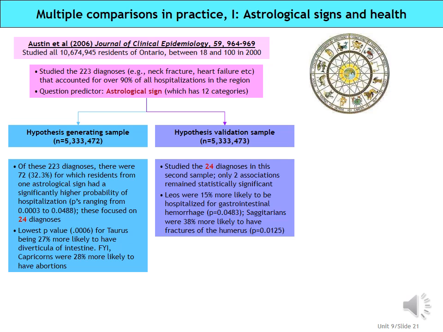Leos were 15% more likely to be hospitalized for gastrointestinal hemorrhage. I don't know how to spell that. Sagittarians were 38% more likely to have fractures of the humerus.